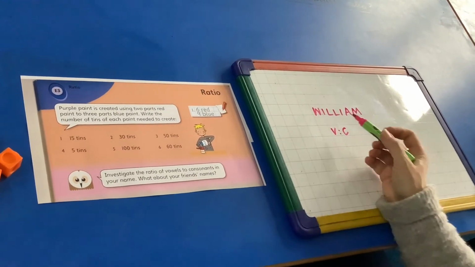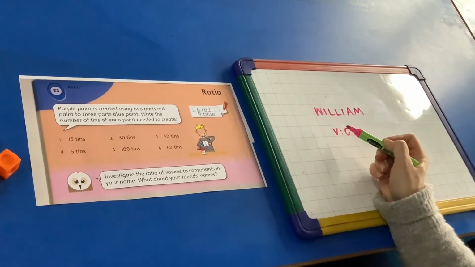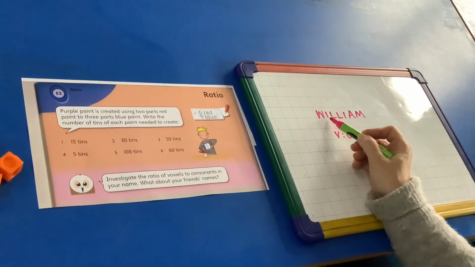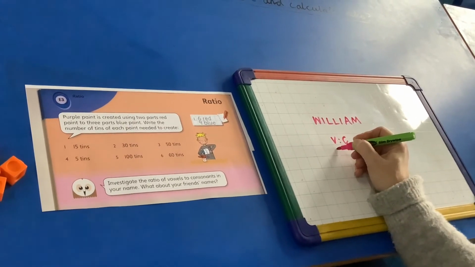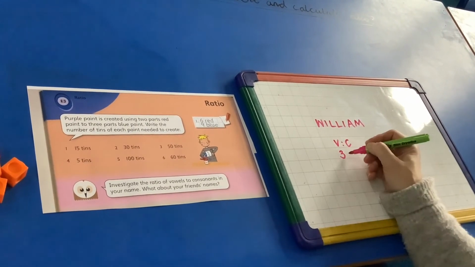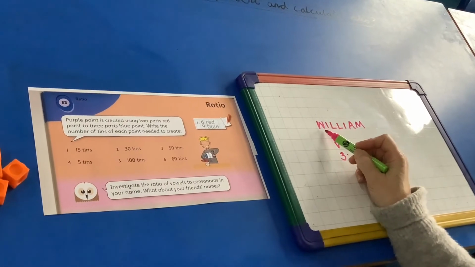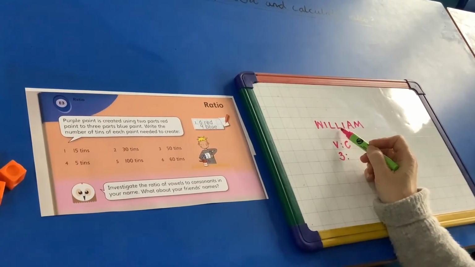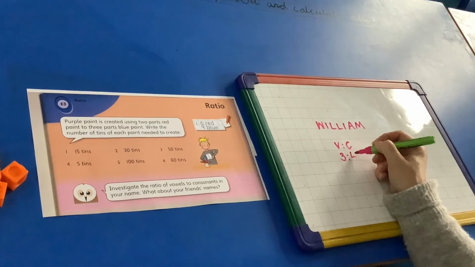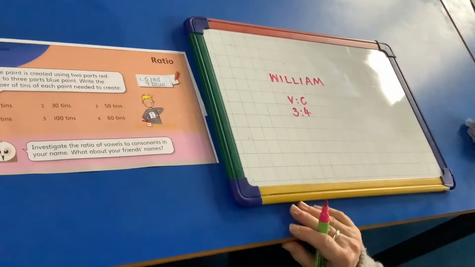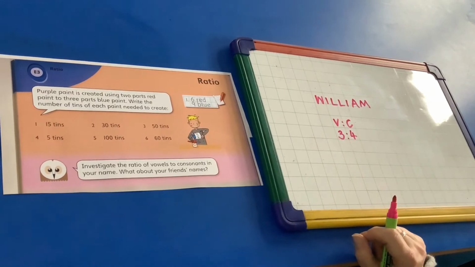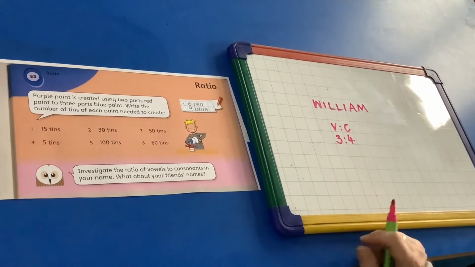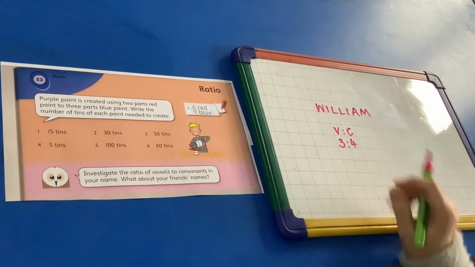So the vowels, he's got the A, E, I, O, U. So he's got 1, 2, 3 vowels in his name. And how many consonants? 1, 2, 3, 4. So the ratio of vowels to consonants in William's name is 3 to 4. And actually, I can't simplify that anymore. That's as low as it can go. So that's it for him.